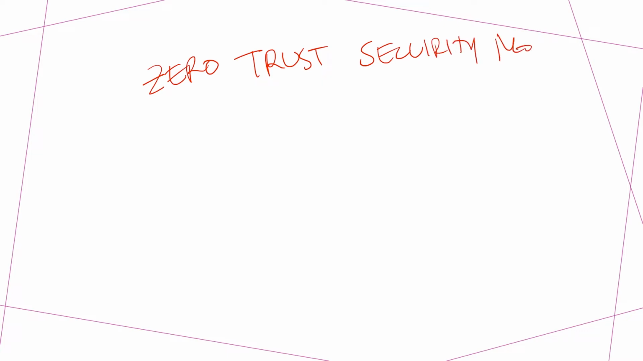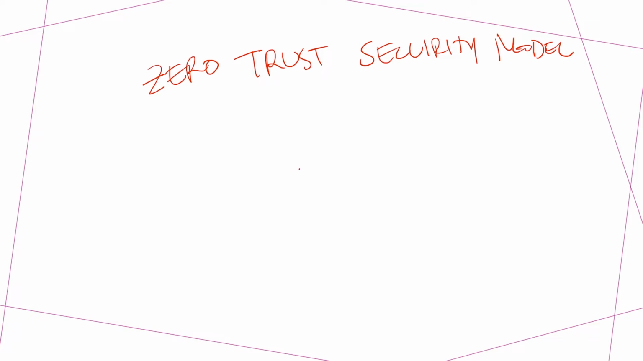So before we start learning PIM, there is a security concept that PIM will help you implement, or actually enforce. This is what they call the Zero Trust security model. So what does this mean?